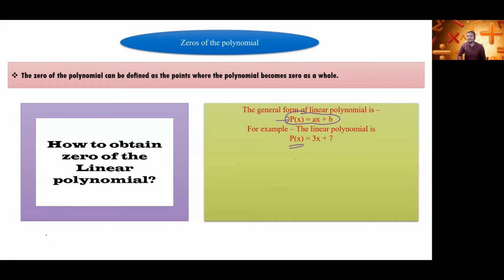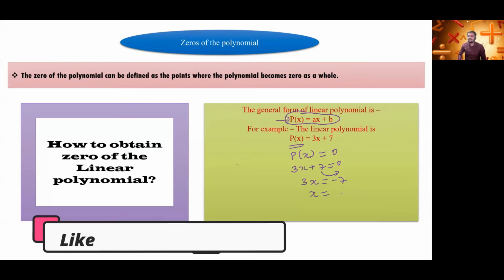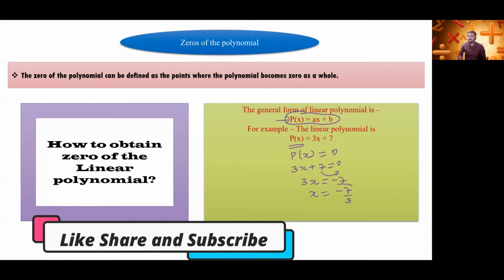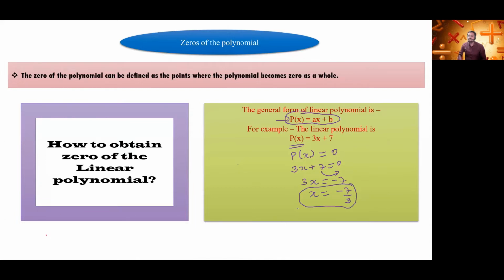So how to find out the zero of this polynomial? Just equate this polynomial with 0 to get the zeros of this polynomial. As it is a linear polynomial, we will get only 1 zero here. So p of x is equal to 0, so 3x plus 7 will be equal to 0. So 3x will be equal to minus 7. We are shifting this constant term to the RHS. So x will be minus 7 upon 3. So x is equal to minus 7 upon 3 is the zero of this polynomial. Okay, now we will see the next one.